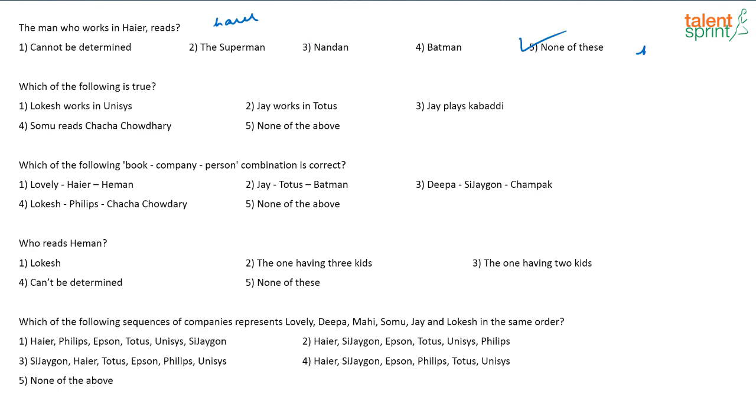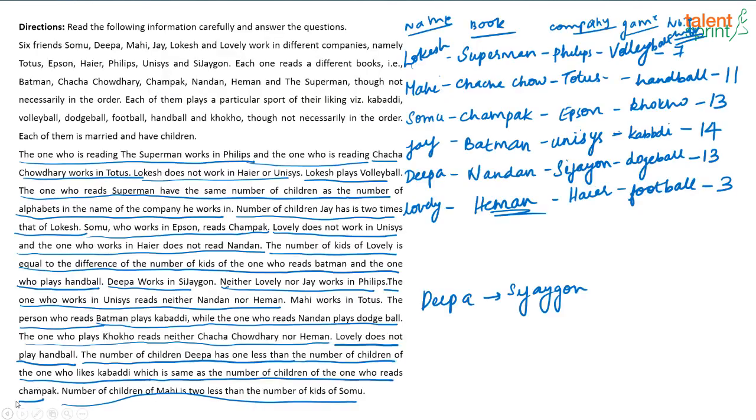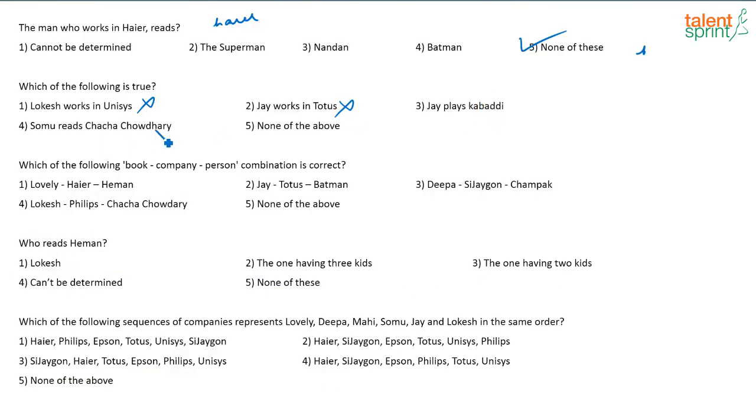Which of the following is true? Lokesh works in Unisys. No, Lokesh works in Philips. Correct? Jay works in Totus. No, Mahi works in Totus. Somu reads Chacha Chowdhury. Jay plays Kabaddi. Yeah, Jay plays Kabaddi is correct. Somu reads Champak, so that is wrong. So this is the answer that you are looking for.